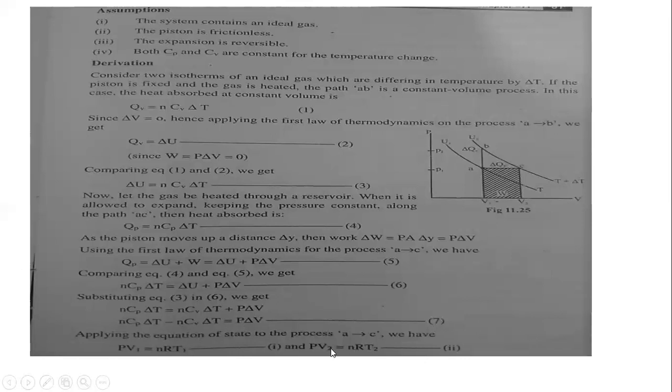Applying the equation of state to the process A to C, we have two states. For state 1, P V1 equals n R T1. For state 2, P V2 equals n R T2.